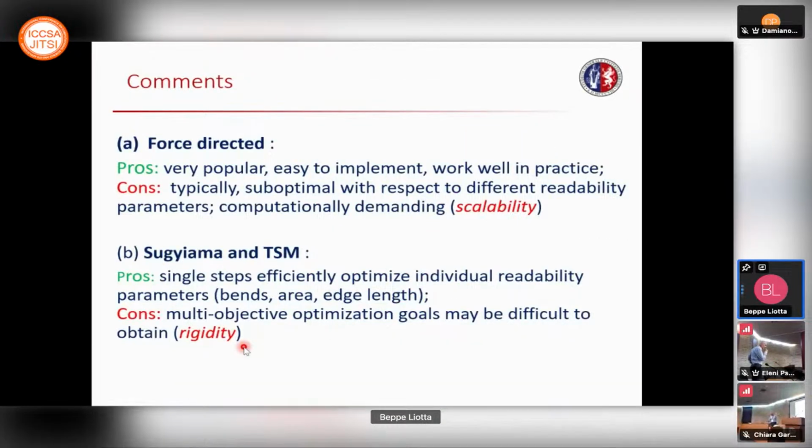Now, as I said, the force-directed approaches have the pros that they are very popular and very easy to implement. The cons are that they are typically suboptimal with respect to different readability requirements. So the optimization goals are heuristics, basically. So any heuristic may not give you the optimum, if the optimum exists and is possible to compute in polynomial time. And they are typically computationally demanding. So they suffer from scalability.